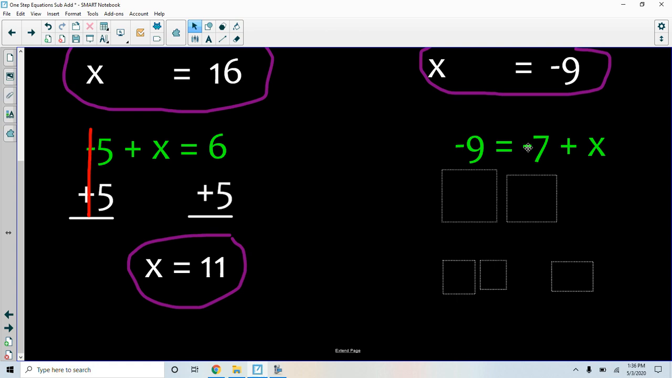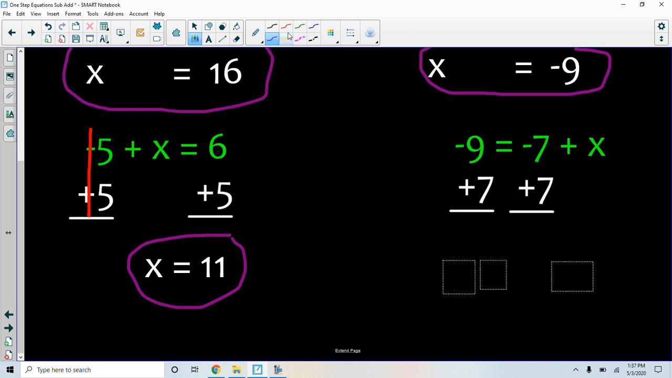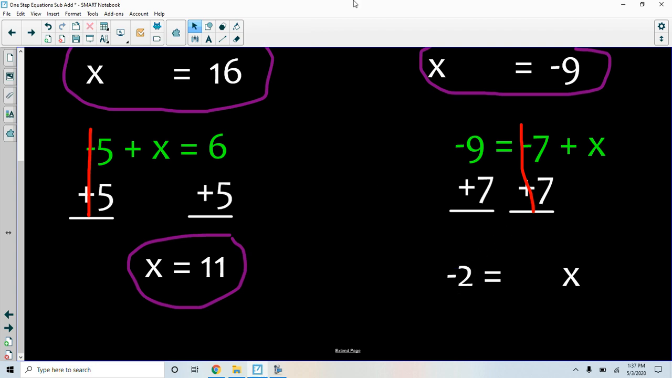This one again, we have x on the other side of equals. That's okay. That's a minus 7 with the x over here. So we want to add, so plus 7, plus 7. Minus 7 plus 7 makes 0. So I have x equals negative 9 plus 7 is negative 2.